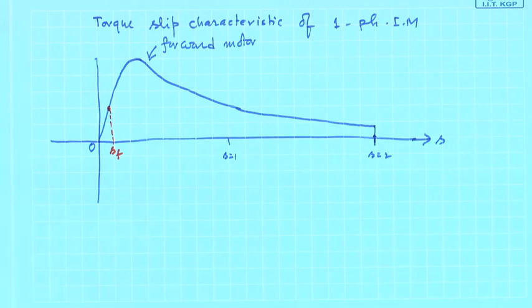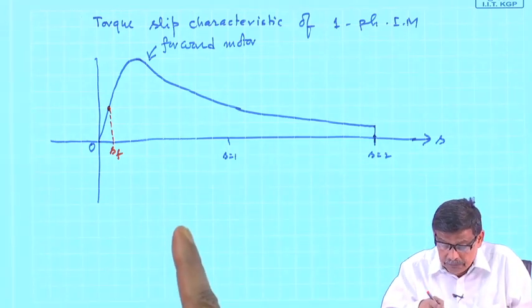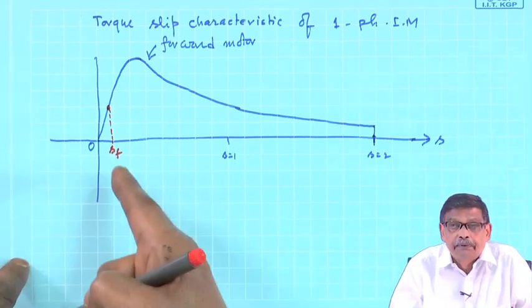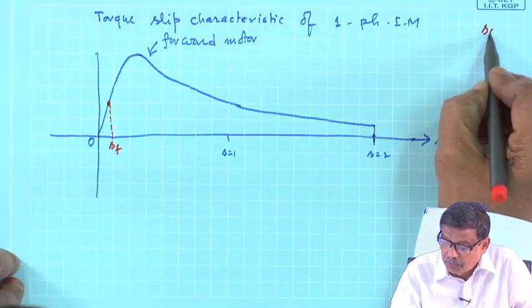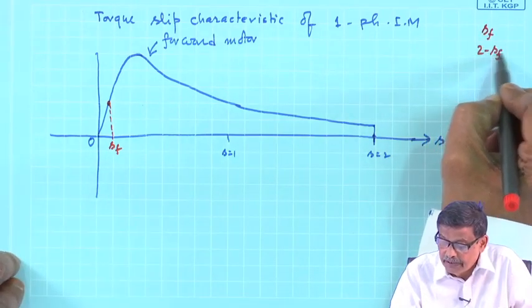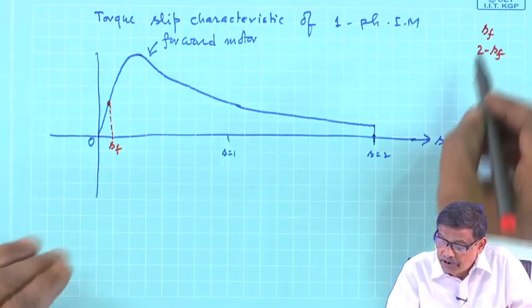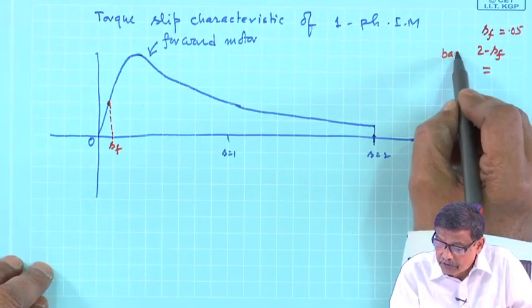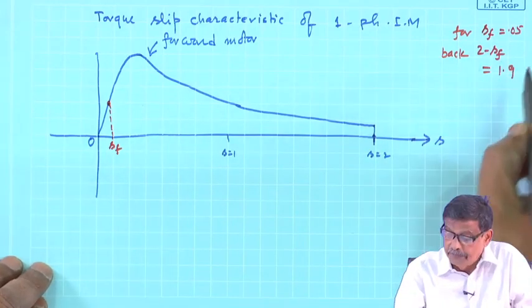Because in my mind, there is another field rotating in the opposite direction. And the slip corresponding to that backward motor is 2 minus SF. For the forward motor, if it is SF, it will be 2 minus SF. For example, if SF is 0.05, this is the backward motor, this is the forward motor, its slip will be 1.95.